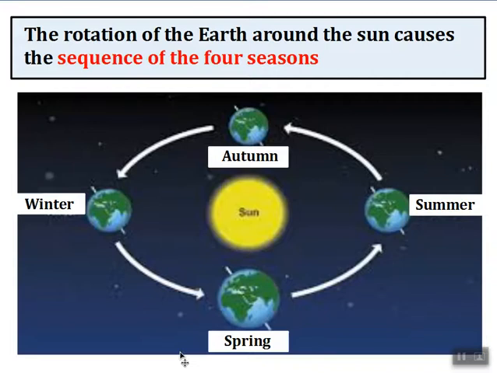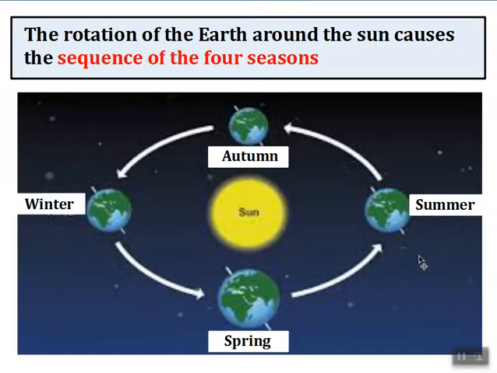the 4 seasons. As we know, the 4 seasons that we experience during the year are different in their temperatures. For example, it's hot in summer, it's cold in winter, it's warm in spring, and it's cool in autumn. Why does the temperature change from time to time during the year, or during the 4 seasons?